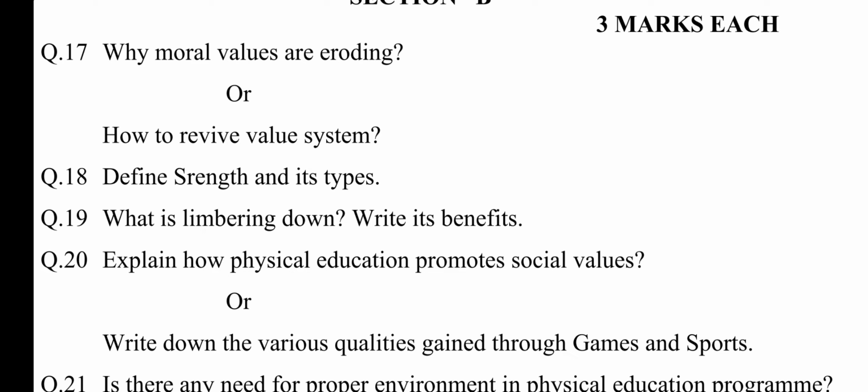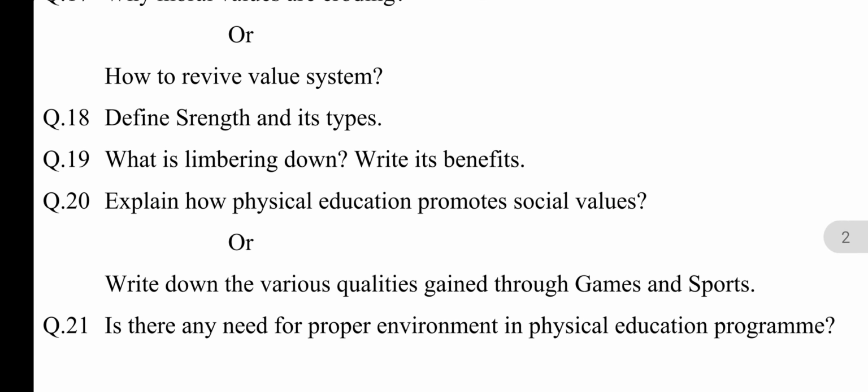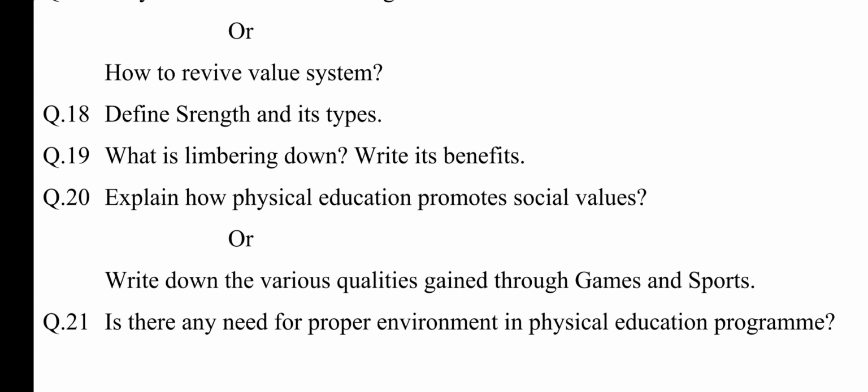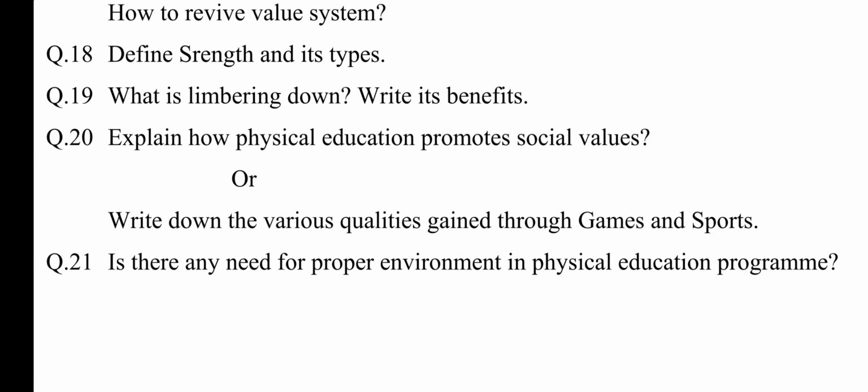Number 1. Parents should tell the children about our culture and value system. 2. The school curriculum should include moral education. 3. Take good things from Western culture and not bad things. Fourth, moral and spiritual values should be infused in a child at an earlier age. Fifth, the heart of morality is therefore to respect the persons. Question number 18. Define strength and its types.